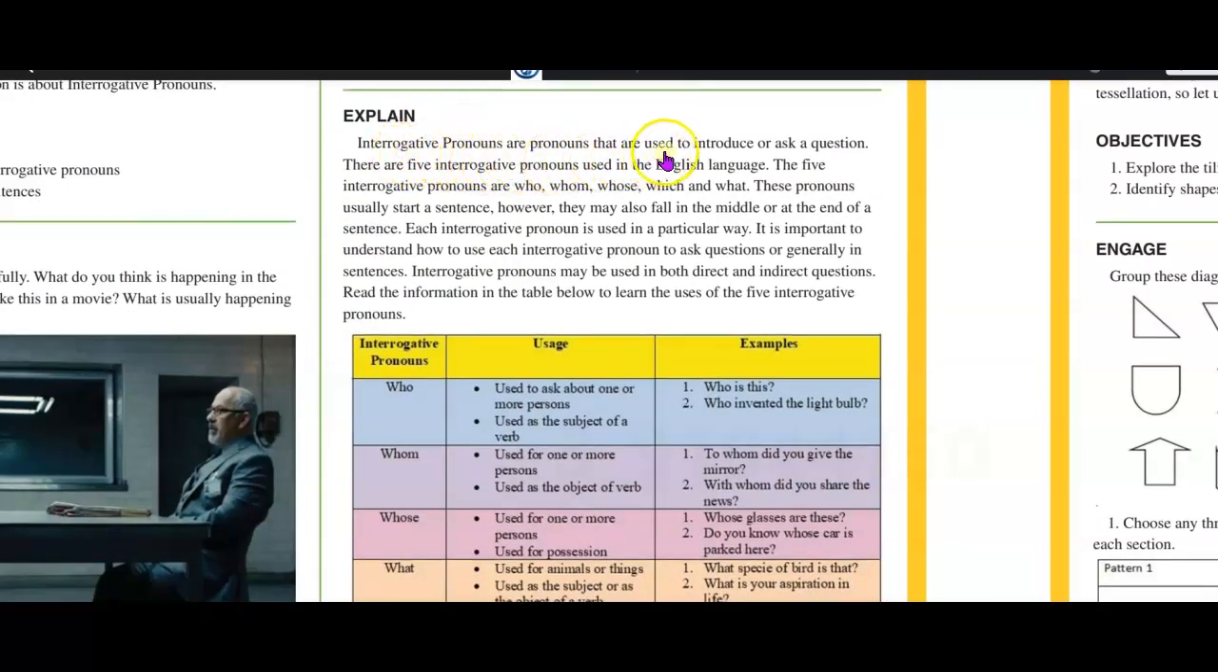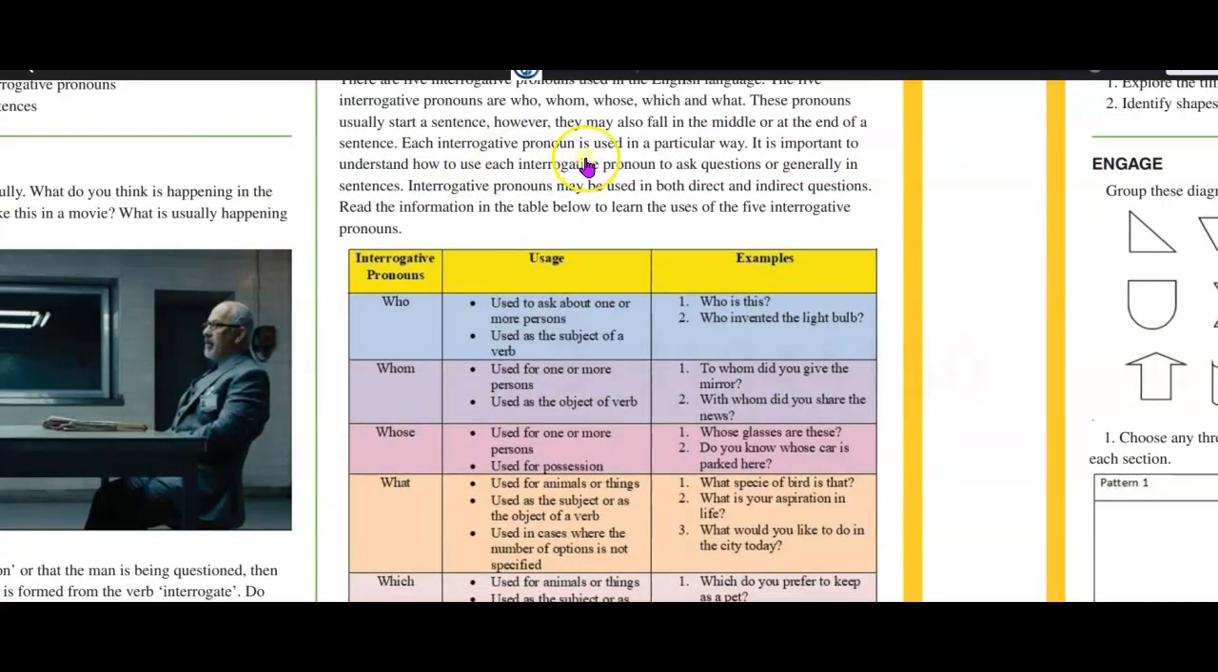Interrogative pronouns are pronouns that are used to introduce or ask a question. There are 5 interrogative pronouns used in the English language. The 5 interrogative pronouns are who, whom, whose, which, and what. These pronouns usually start a sentence. However, they may also fall in the middle or at the end of a sentence. Each interrogative pronoun is used in a particular way. It is important to understand how to use each interrogative pronoun to ask questions or generally in sentences.